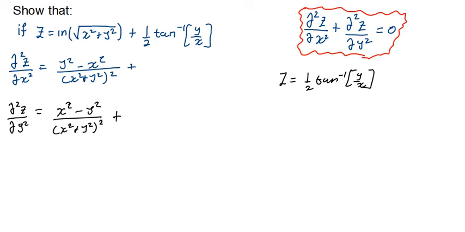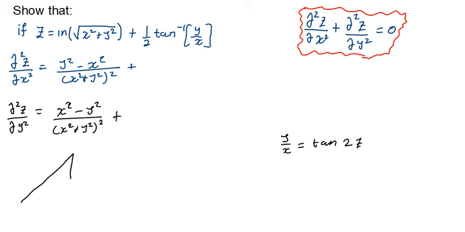We can also write it this way: 2z is equal to tan inverse of y over x, so we can write y over x as tan 2z, instead of writing it in terms of the inverse. I believe this rings a bell when you're talking about derivatives of inverse trig functions. We use a similar pattern to find the derivatives of inverse trig functions.